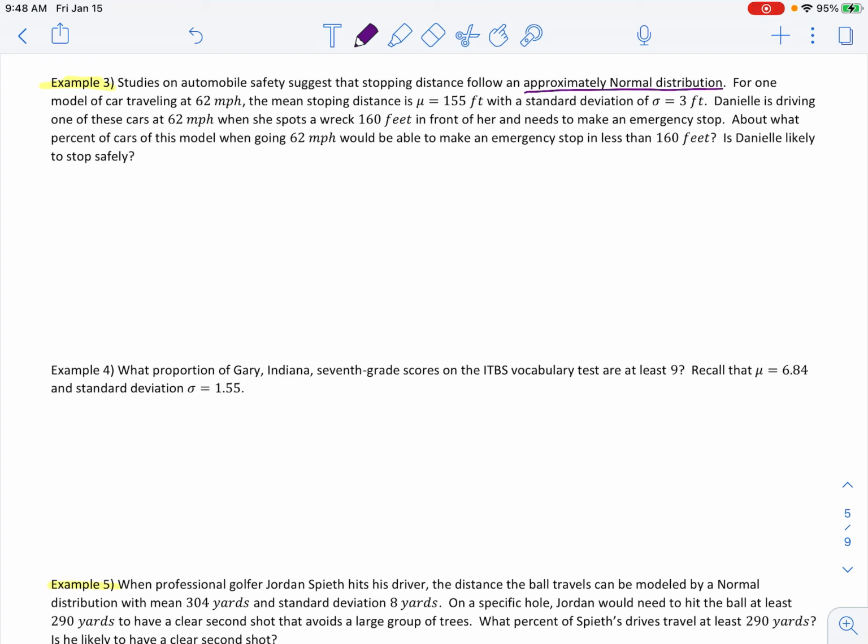Danielle is driving one of these cars at that speed when she spots a wreck 160 feet in front of her and needs to make an emergency stop. About what % of cars of this model when going this speed would be able to make an emergency stop in less than 160 feet? And is Danielle likely to stop safely?